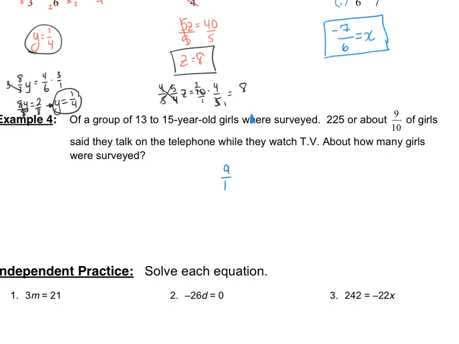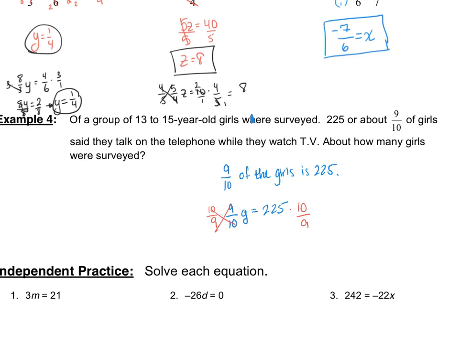So 9/10 of the girls is 225. Let's write that in equation form: 9/10 of, so let's multiply by, we'll call that G, equals 225. How would we solve this? We can do two things. We can multiply by 10 and then divide by 9, or we can multiply by the reciprocal, 10 over 9. And then we can cross simplify if we need to.